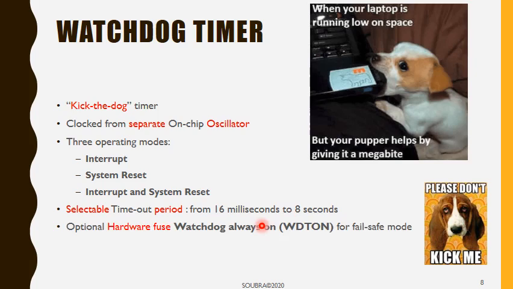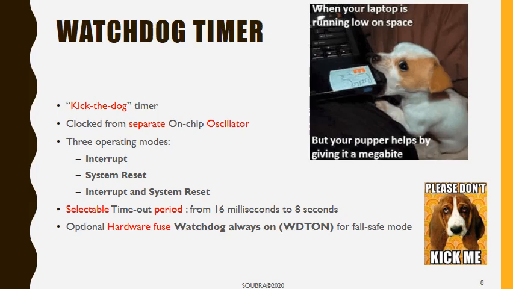And last but not least, and this is an extremely important feature, we have an optional hardware fuse. This means that in hardware, using a hardware connection via a fuse, we can get our watchdog to be always on. And this is for fail-safe mode. This means that if we do not want to program our watchdog using software, we can actually use purely hardware in order to make sure that my watchdog is always on.